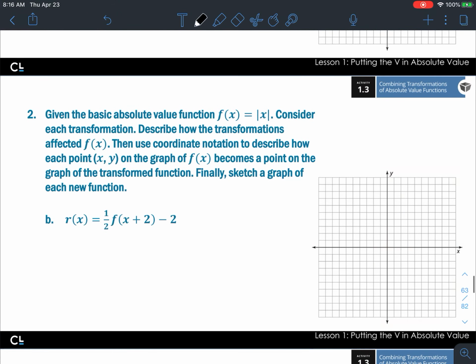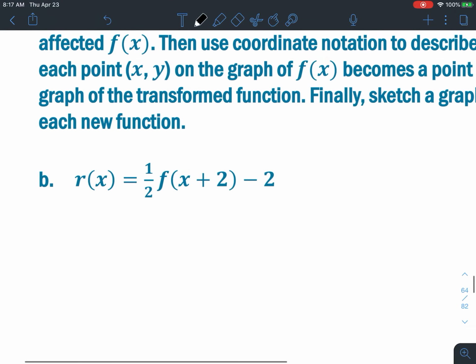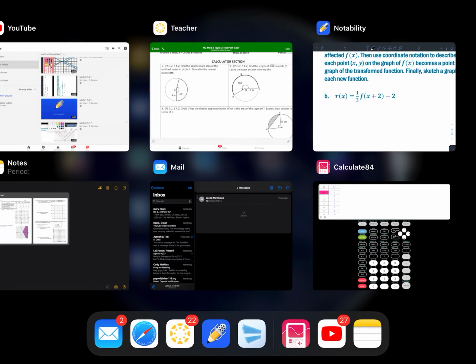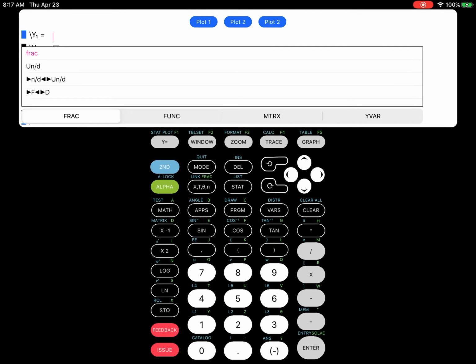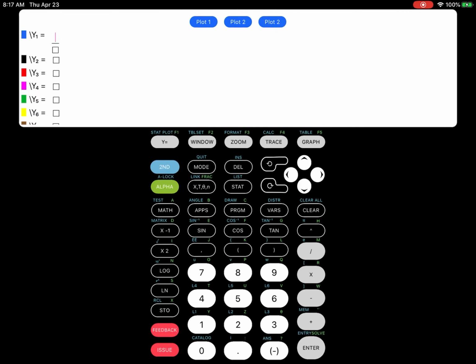Now if we look at B, 1/2 f of x plus 2 minus 2. So we know, once again, we just have to plug this in. So let's go back here to our calculator, hit Y equals, clear it all. We're going to hit alpha, Y equals, and hit fraction, then enter.